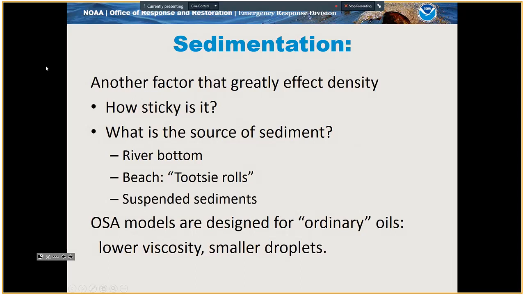But most of that work is being done for what I'll call ordinary or traditional oils, which is to say lower viscosity, higher API, and that's droplet formation in a turbulent environment and how those droplets interact with the sediments. But when you're talking about these heavier oils, they're generally more viscous, and so they're kind of big, thick blobs. So how does that interact with the sediment? That's not really well understood.